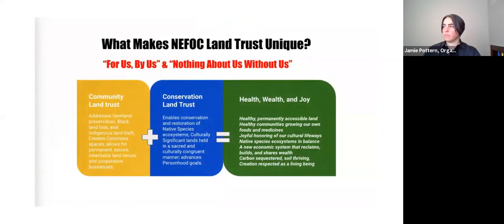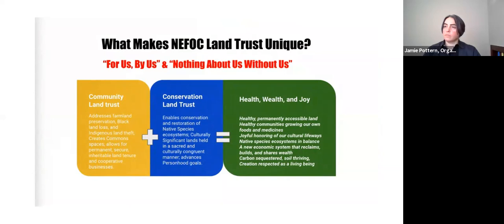We're unique for quite a few reasons, but the first would be our for us, by us, and nothing about us without us foundation. So everything that we do is led by and for Indigenous, Black, Latinx, and Asian BIPOC folks. We have an interesting hybrid model that we share, which is the development of a community land trust as well as a conservation land trust.